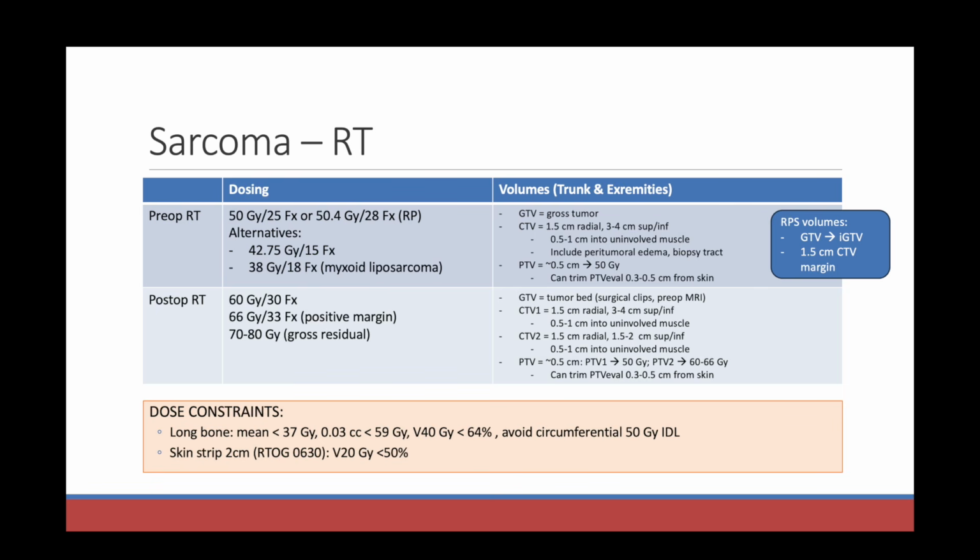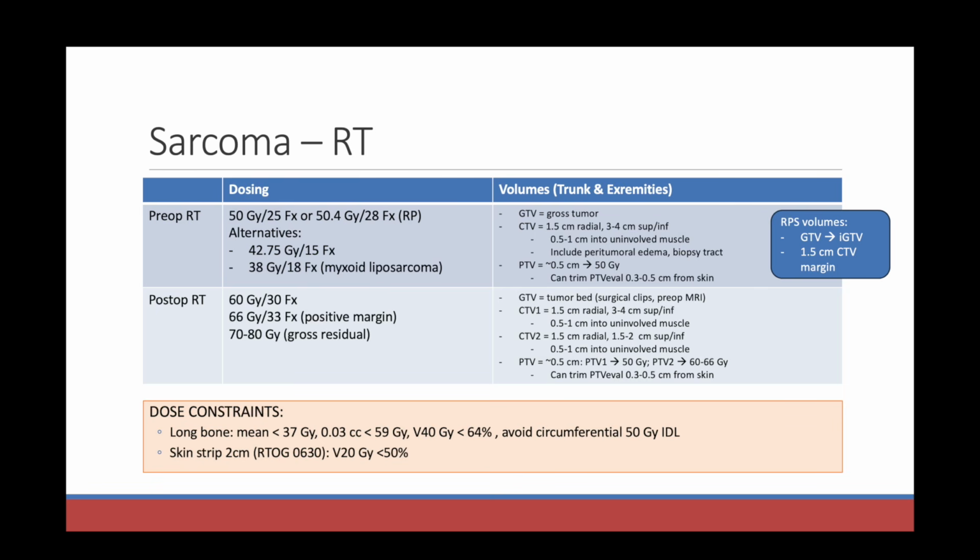And then you'll boost a smaller area, so the same tumor bed, but instead of doing a 3 to 4 centimeter sup-inf margin, you just do a 1.5 to 2 centimeter sup-inf margin. And that's the area that you take to your higher dose of 60 to 66 gray.